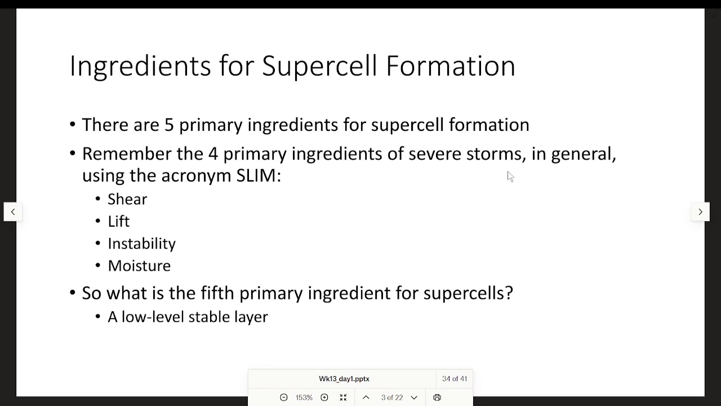So, we did talk about these 4 primary ingredients for supercell formation. But there's one more. The 4 we talked about was the SLIM acronym: shear, lift, instability, and moisture. Lift, instability, and moisture are all needed for all thunderstorms, but shear is specifically needed for severe thunderstorms. The 5th ingredient that we need primarily for supercells and not other types of storm is a low-level stable layer.